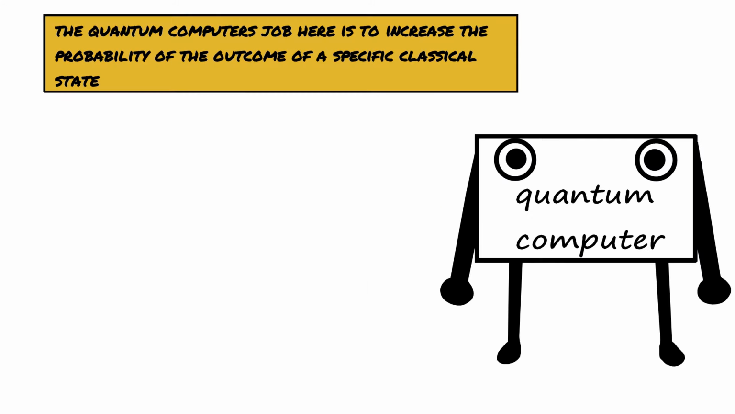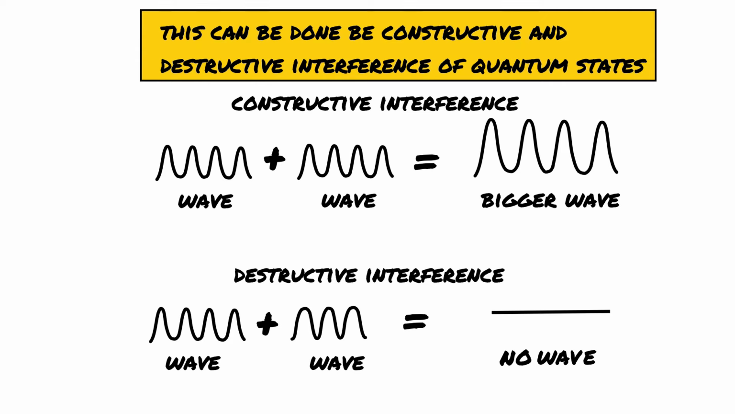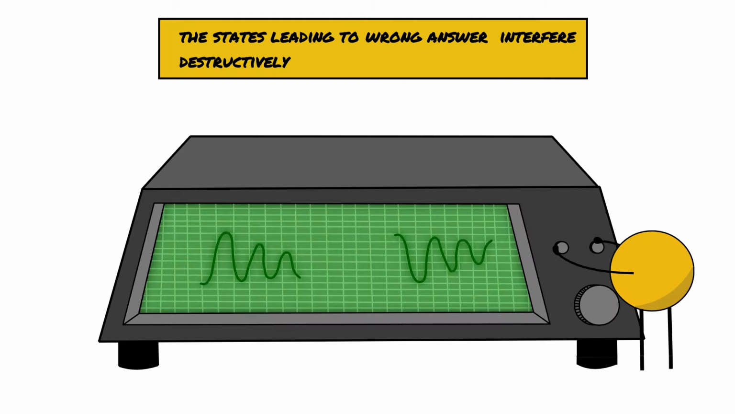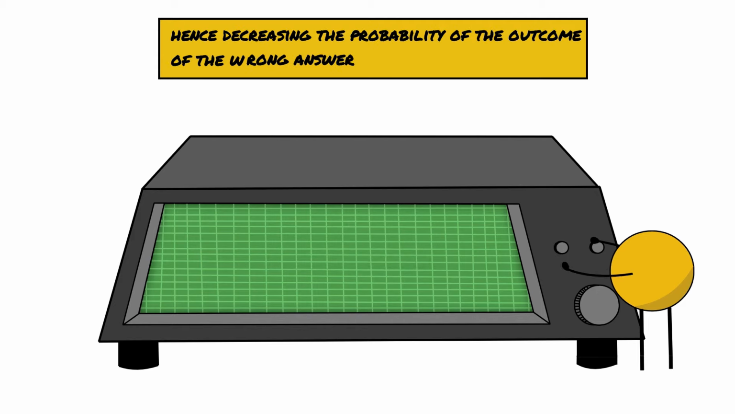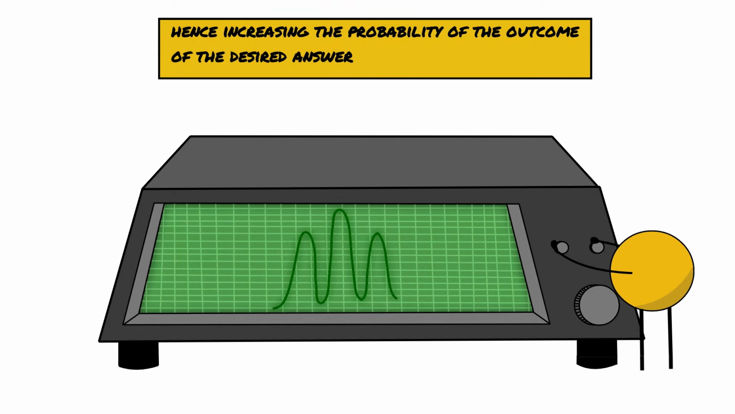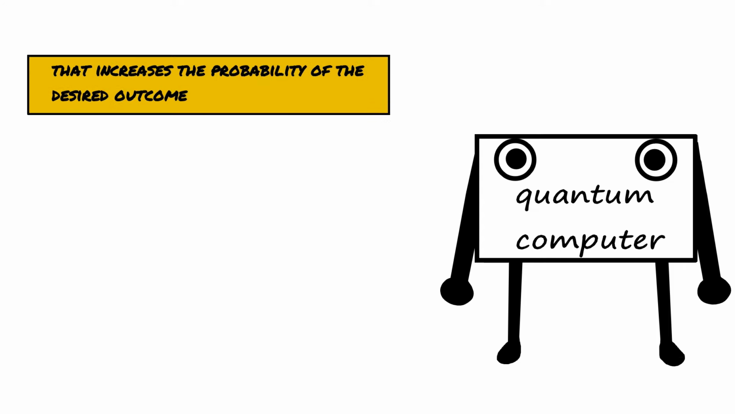The quantum computer's job here is to increase the probability of the outcome of a specific classical state through all these unique quantum states. This can be done by constructive and destructive interference of quantum states. This is a property of waves, which is also shown by quantum particles. The states leading to the wrong answer interfere destructively, hence decreasing the probability of the outcome of the wrong answer, and states leading to the desired answer interfere constructively, hence increasing the probability of the outcome of the desired answer. In summary, quantum computing is all about creating a pattern of constructive and destructive interference of qubits that increases the probability of the desired outcome.